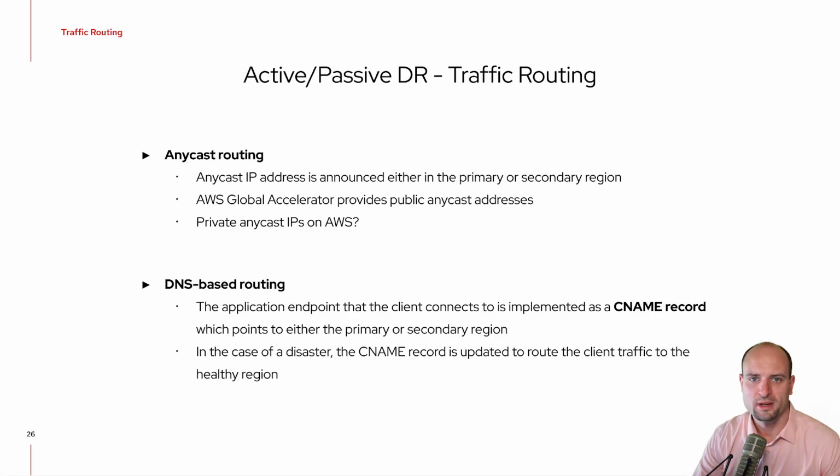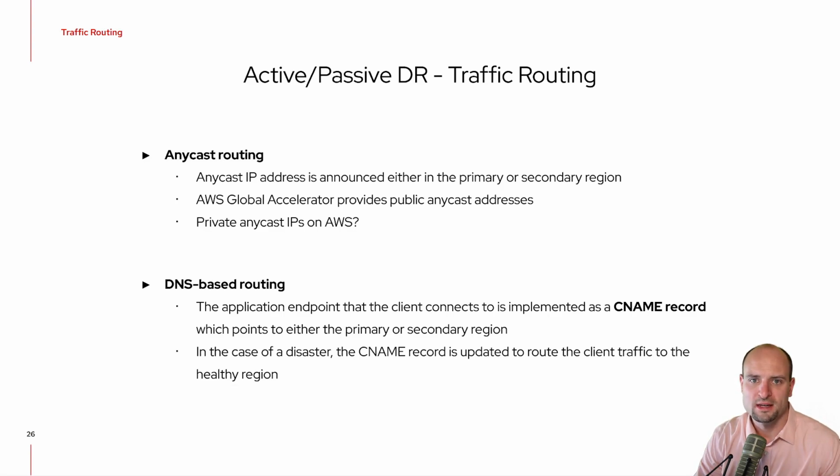With anycast routing, your application is assigned an anycast IP address, and this IP address can be announced either in the primary or the secondary region, depending on which region you want to have as the active region. Application clients will open a connection to the anycast IP as their destination IP, and the traffic sent will be automatically routed to the active region. On AWS, you can use the AWS Global Accelerator service. This service provides public anycast IP addresses.